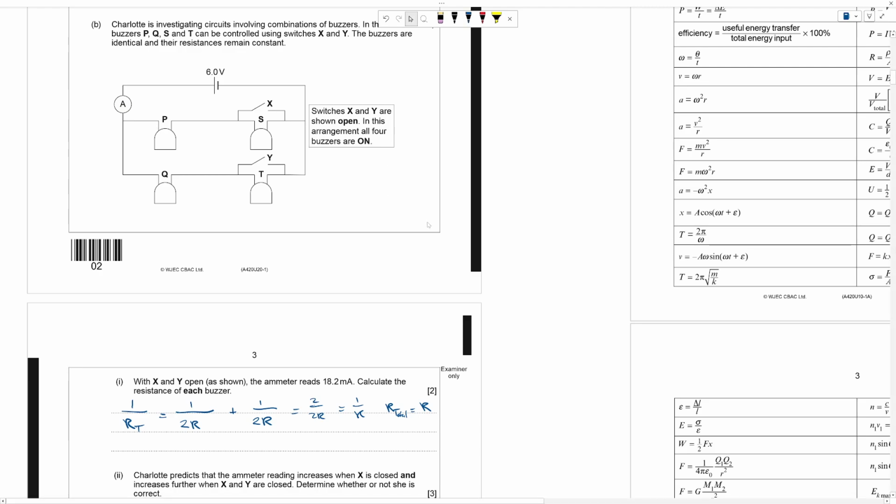And then I can just apply Ohm's law, V equals IR, and say that since V equals I times R, R by definition is the ratio of V to I, equals 6 volts divided by, what did it say the current was? 18.2 milliamps, so times 10 to the minus 3. Chuck that in the calculator. 329.7.